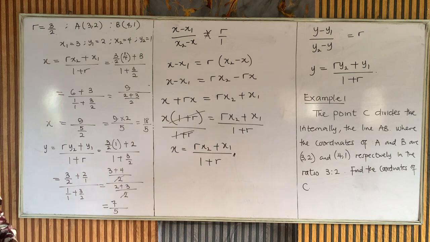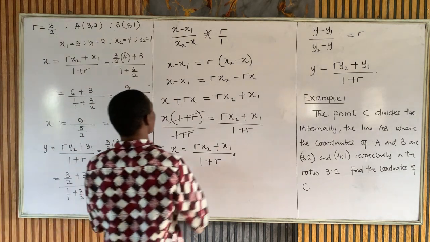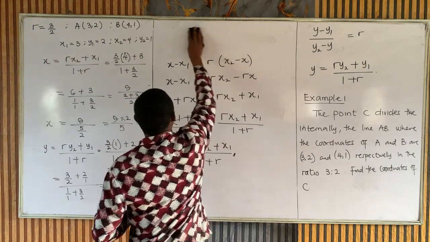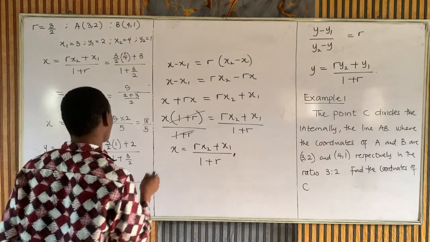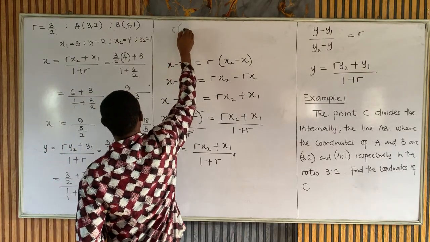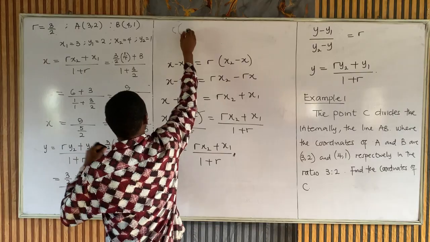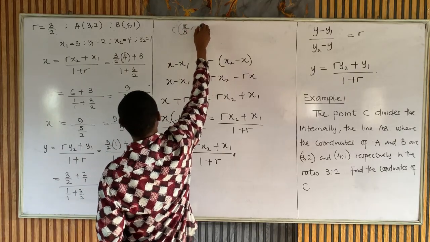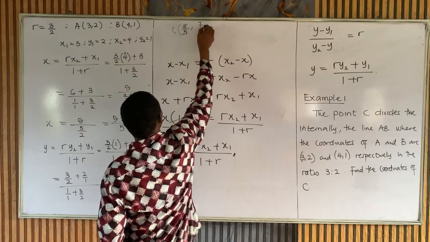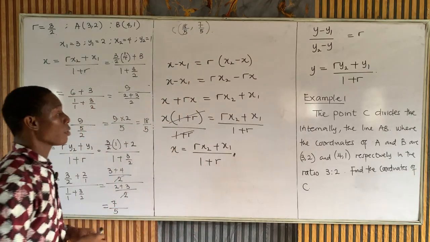So we can now therefore say that the coordinates of C that divides it in the given ratio is given as: the x of it is 18 over 5, while the y of it is given as 7 over 5. And so that's all for this question.